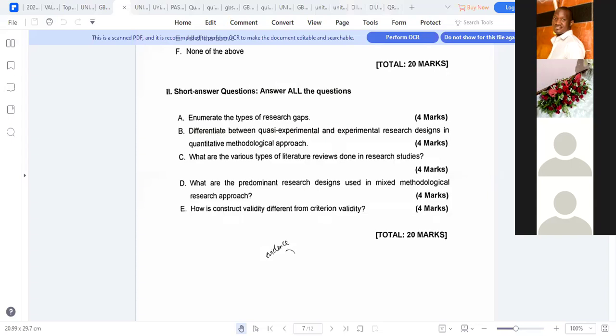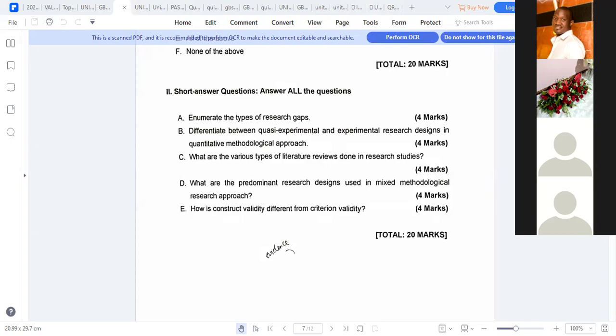So literature reviews, we know they play a very critical role in summarizing existing knowledge. So there are different types. Each of them has different purposes. Their scope, their depth, their goals are different. So we have a systematic and a narrative literature review. We have a meta-analysis. So let me quickly run you through each of the types of literature reviews that you need to know. So we have what we call the narrative literature review.